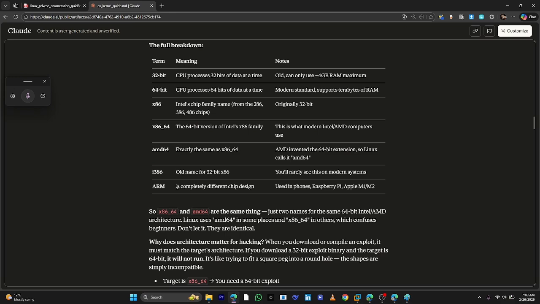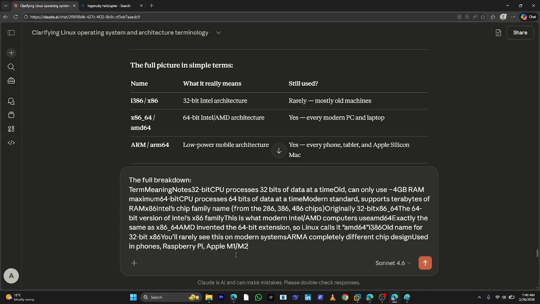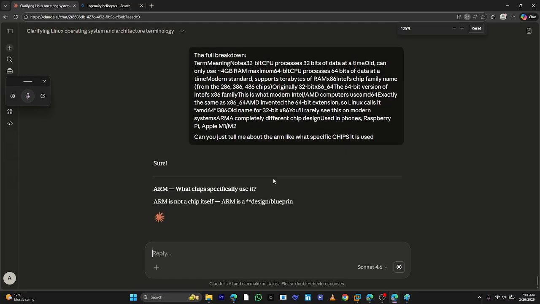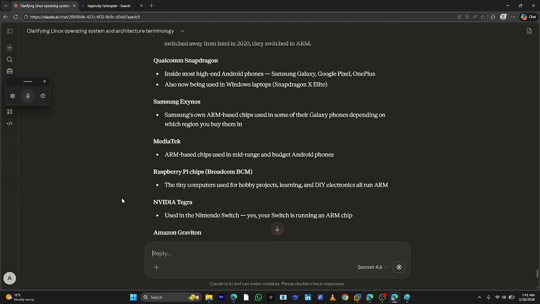It's for another chip completely designed for that, and it's used in phones, Raspberry Pi, Apple M1, M2. Let me actually find out what this ARM is. Like, copy this and paste it over here. Can you just tell me about the ARM, like what specific chip it is used for? Let's just see what we're going to get. Bro, it's going a bit more technical, just explain it simply, don't go very technical.